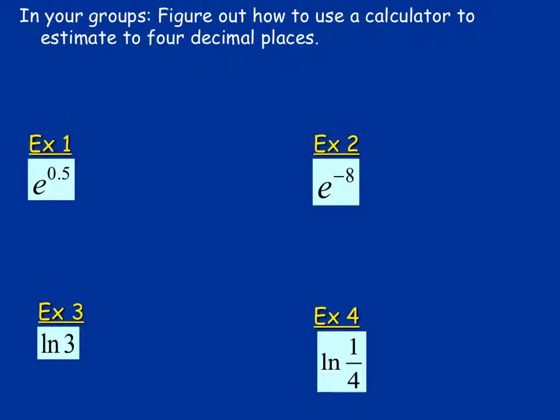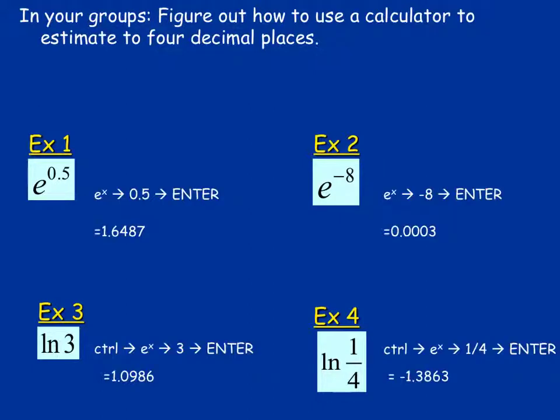And again, this is just calculator practice. If you were to do this on your calculator, this is on the TI Inspire, you would press that button, and then 0.5 and enter. I think you know how to do this. This, you'd have to press Control, then e to the x, then 3. Okay, so that's how you get the ln, the natural log function on your calculator. And then you press enter, and you should get that number. Okay, and you can try these on your own as well.